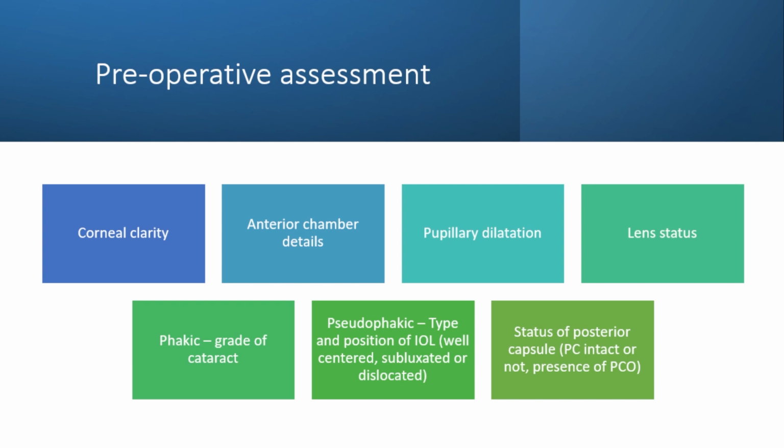For the status of the posterior capsule, you have to look whether the PC is intact or not. This plays an important role when you do a FG and also when you want to fill the eye with a tamponade. And also look for the presence of posterior capsular opacification. In such cases, you may have to do a PC opening for better visualization.